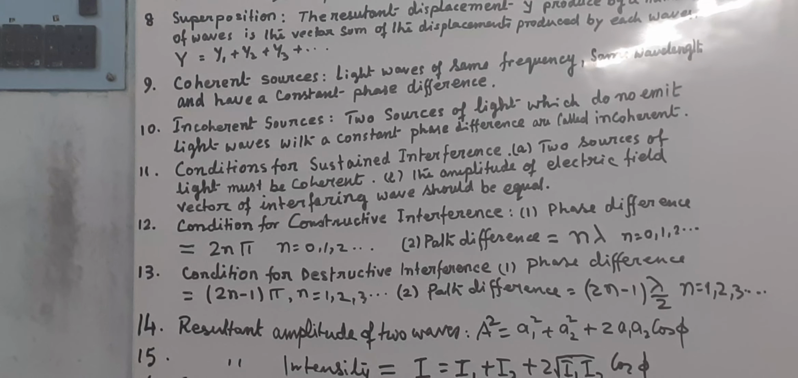Now, the conditions required for sustained interference. At least 2 conditions are required. Number 1, the 2 sources of light must be coherent. Number 2, the amplitudes of the electric field vectors of the interfering waves should be equal.